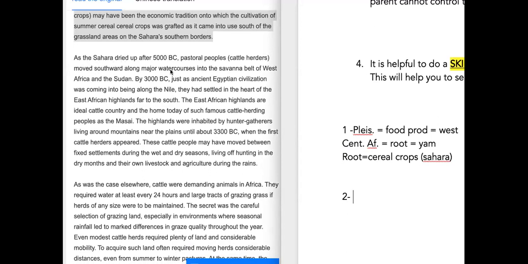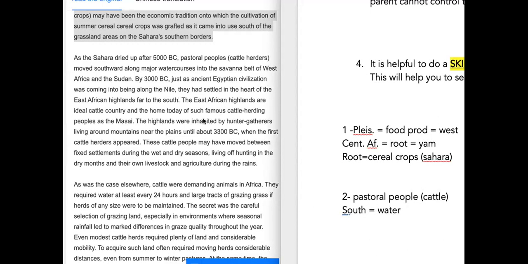So Sahara dried up, pastoral peoples, these are the cattle herders. Pastoral people, and they're working with cattle. So it dried up. They moved southward. I'm going to write that down. So they moved south along major water courses into the savanna belt of West Africa and the Sudan. So they're moving southward along the water.